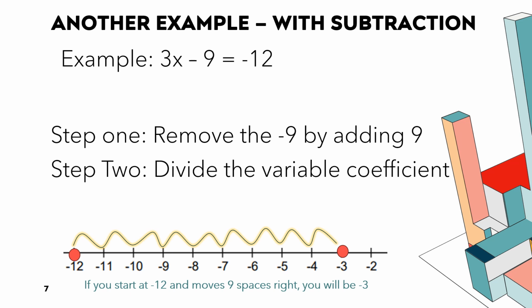The only thing you need to remember is that the addition sign or positive number moves you to the right on the number line, while a negative sign or subtraction sign indicates moving to the left. If you are at negative 12 on a number line and move forward 9 places, you will be at negative 3.